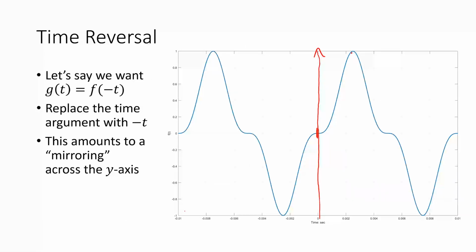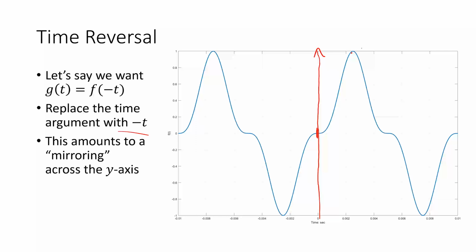Now, what happens if I do a time reversal? So I have g of t equal to f of minus t. All right. What's going to happen? Well, I replace the time argument with minus t. So if I replace the time argument with minus t, what's the graph going to look like? It's going to do what? It's going to flip which way?